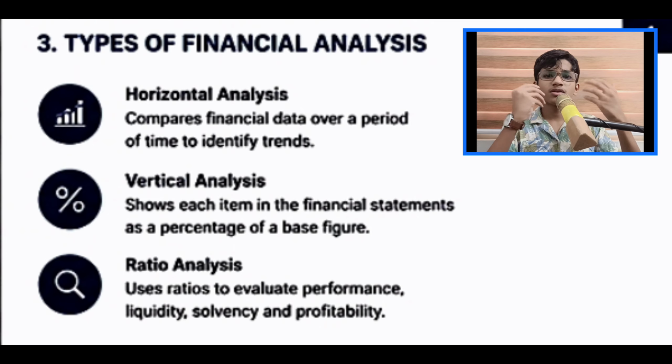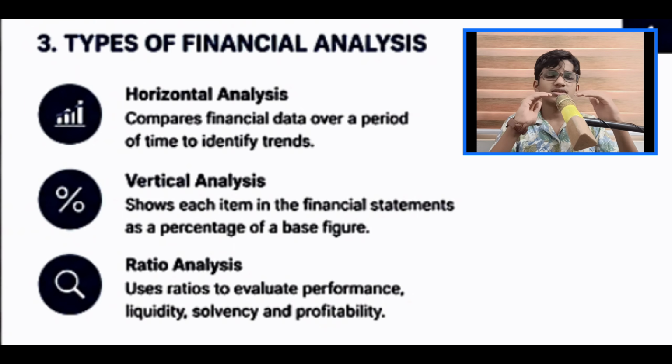There are three primary methodologies we use to dissect these statements and look past the raw numbers. Horizontal analysis compares the financial data over a sequential period of time, typically trailing across 3 to 5 years. It is used to identify historical growth trends and compound growth rates.